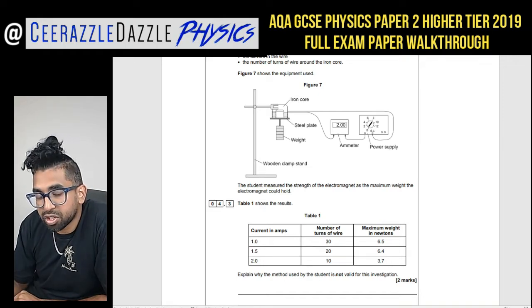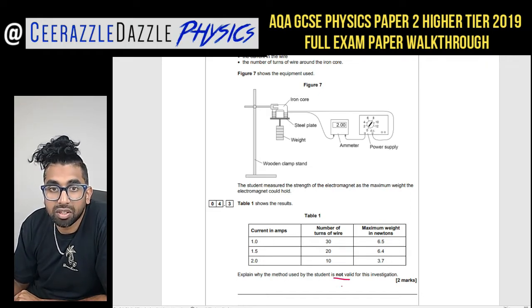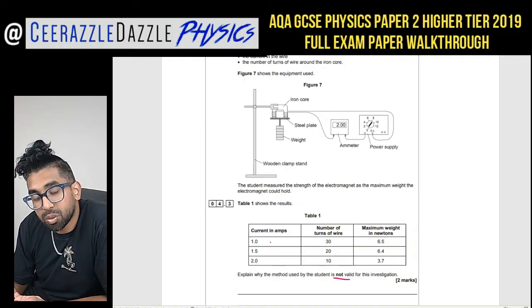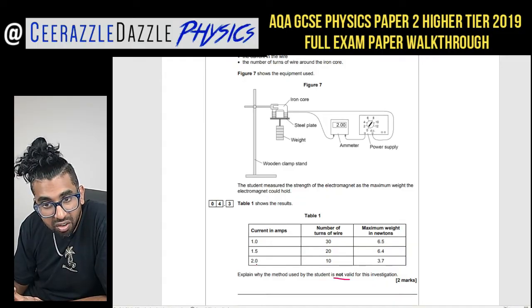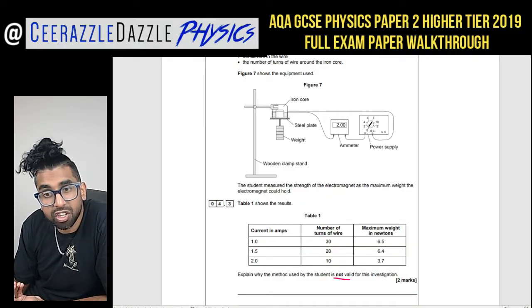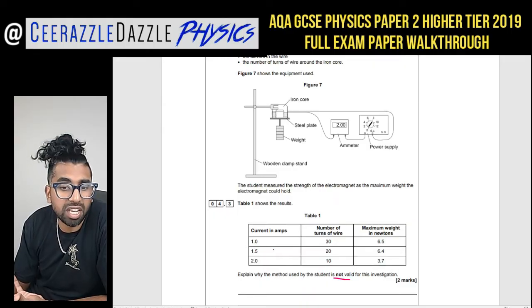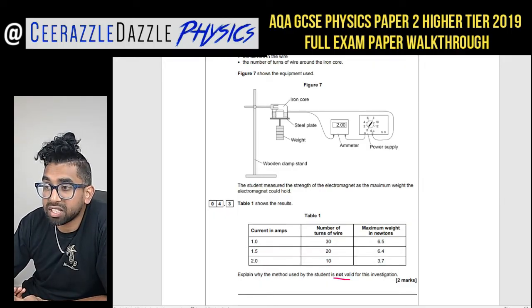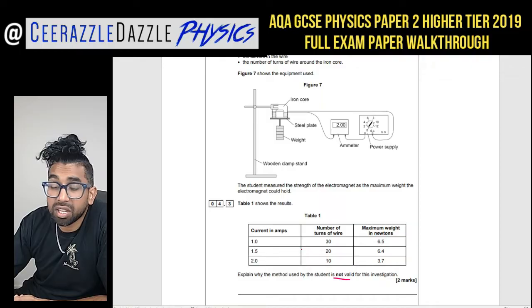Explain why the method used by the student is not valid for the investigation. So why is it not valid? Why is he not going to have a valid set of results? The reason is because they are changing the current at the same time as they are changing the number of turns. So it's difficult to say what is actually causing the effect, and difficult to make a solid conclusion.